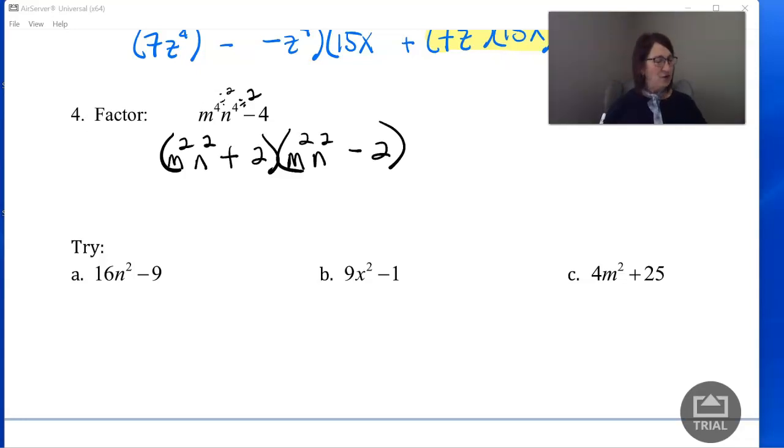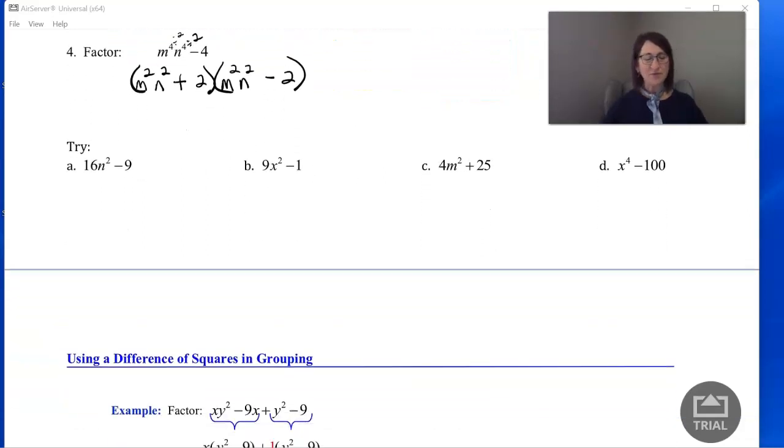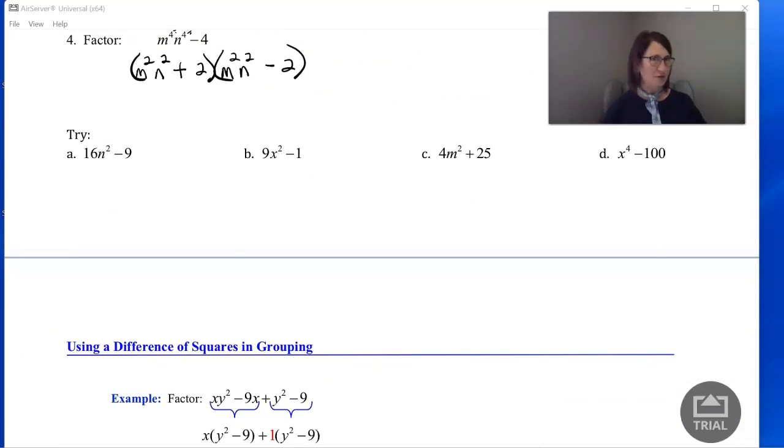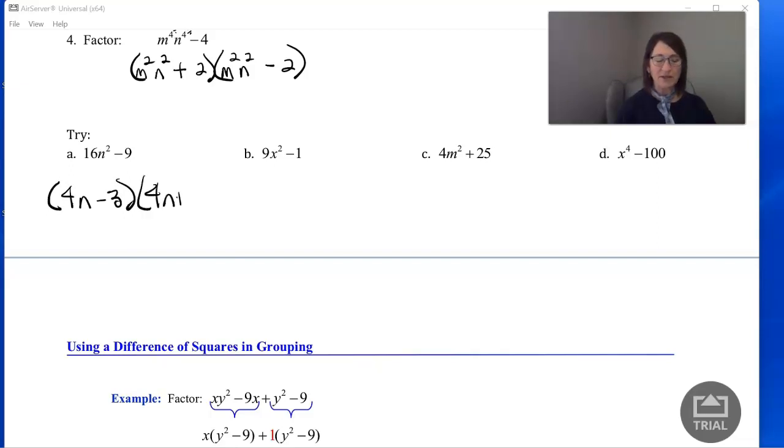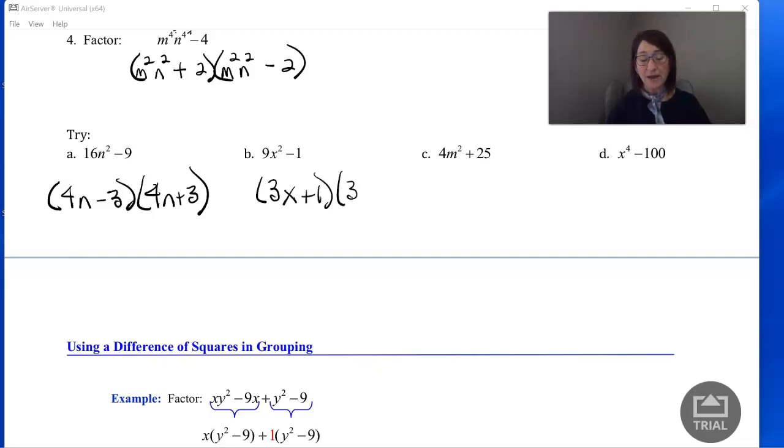All right. So you quickly pause and try these 4 problems. I'm going to put the answers here, so then you can press play and check your answers. So for this first one, we get 4n minus 3, 4n plus 3, and it doesn't matter which one you put as plus and which one is minus, whether it's the first or the second, makes no difference. Then 3x plus 1, 3x minus 1, then 2m plus 5, 2m minus 5.